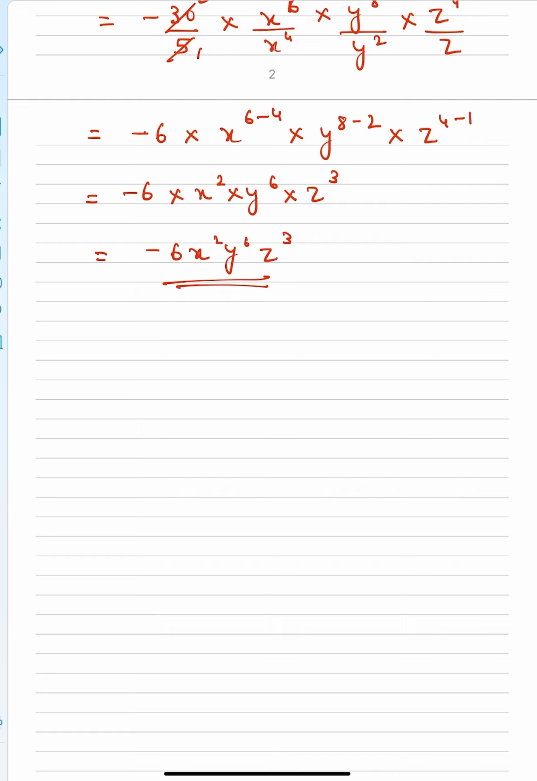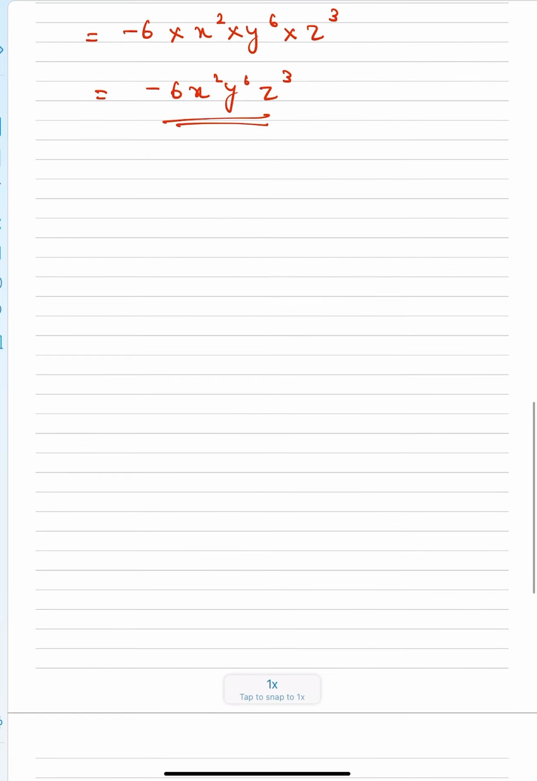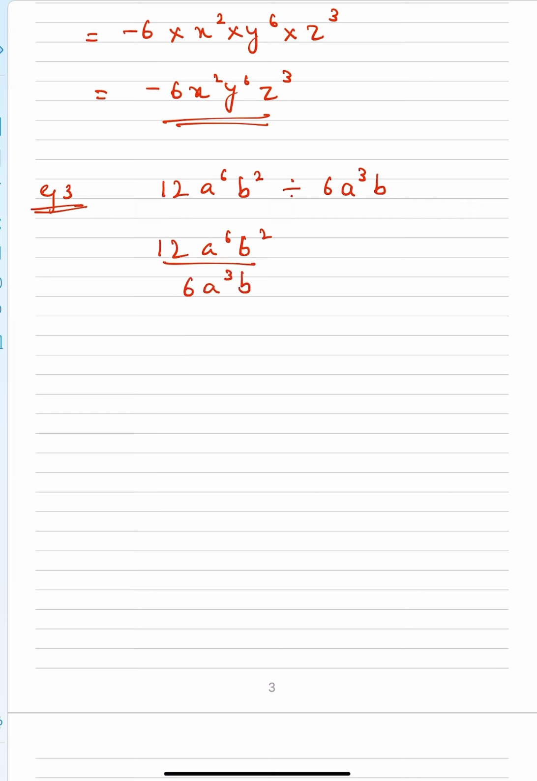This way we have to divide a monomial by a monomial. Got it? Let us take one more example, that is 12 a raised to 6 b square divided by 6a cube b. Now first we will write it in the form of numerator and denominator. Now let us separate the coefficients and the variables also. Multiply by b square upon b.